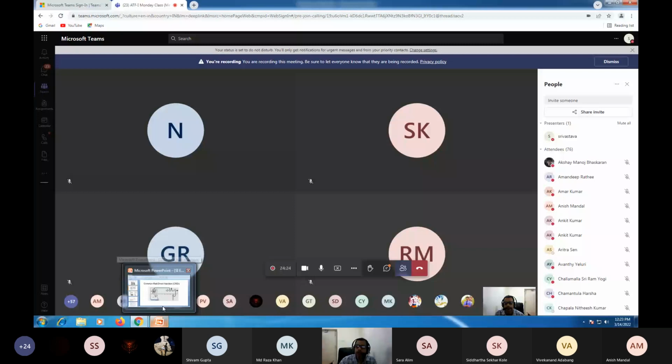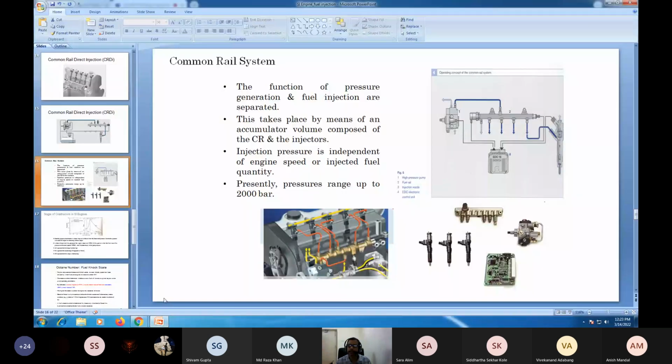Okay, so this part I think we have already discussed, how the system is here, and all these things we have already discussed. So till now, if you can summarize, what are the things we have discussed? After the mid-semester exam or the first test, we have discussed in detail the port fuel injection system.